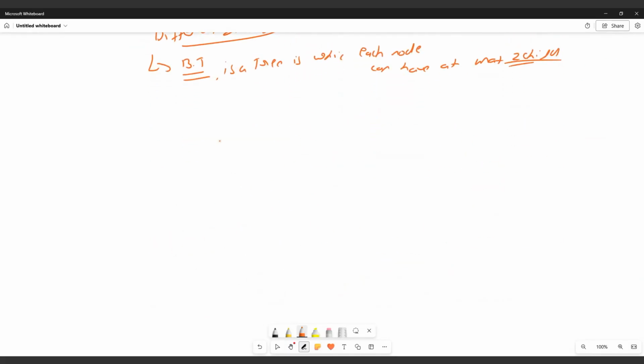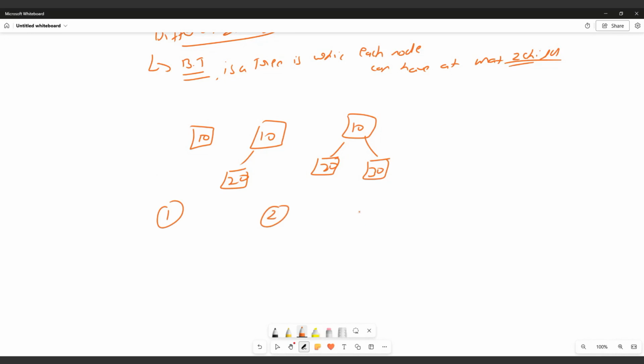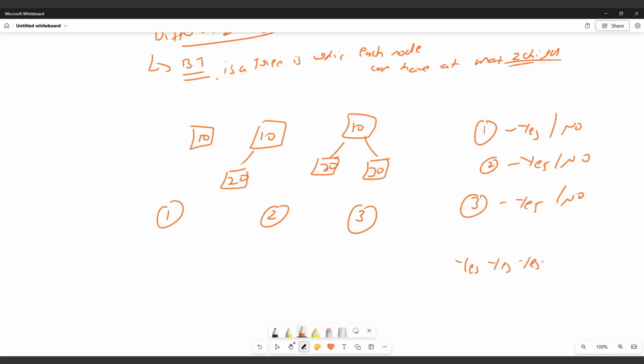So if I draw certain trees, class, is this a binary tree or not? Is this a binary tree, this a binary tree, or this a binary tree? Just give the answer in the format yes, yes, yes, or yes, no, yes, whatever you want to give.